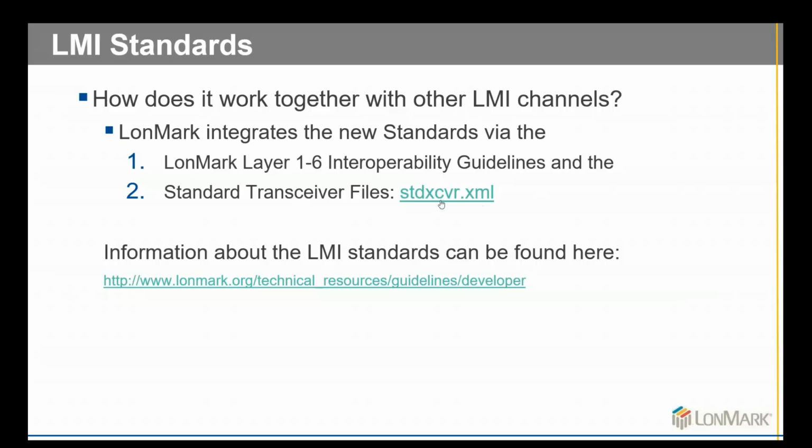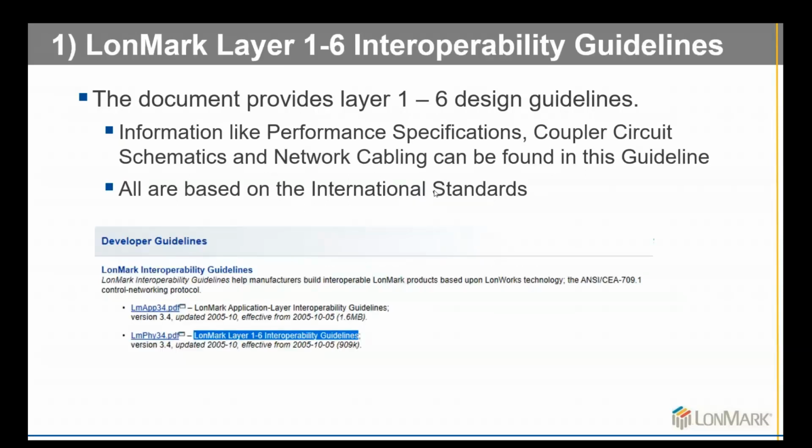So I will just go for 1 and 2 here as a short explanation. The LonMark lower layer guidelines, or layer 1 to 6 interoperability guidelines, have all our channel or our transceiver definitions in it, like FTT10, like the power line, like IP852. And we also now included, the work is already done in some work groups, the 2 new channels. So all the information that is necessary for developing devices and then certifying devices.